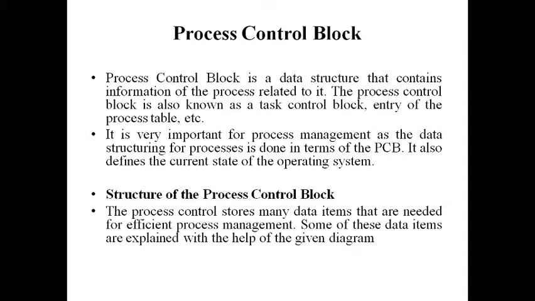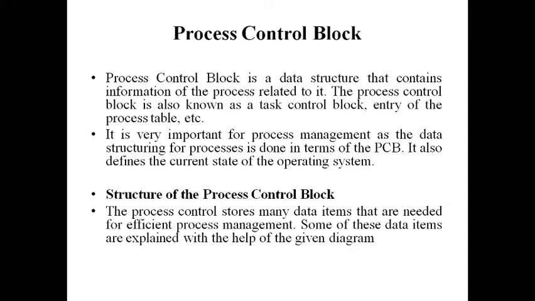In the last videos we have seen the states of the process. In those states, new state, termination state, executing state, waiting state, we have seen all these states. So here the process control block tells about the process, in which state it is there. This process control block is also known as task control block, entry of the process table, etc.